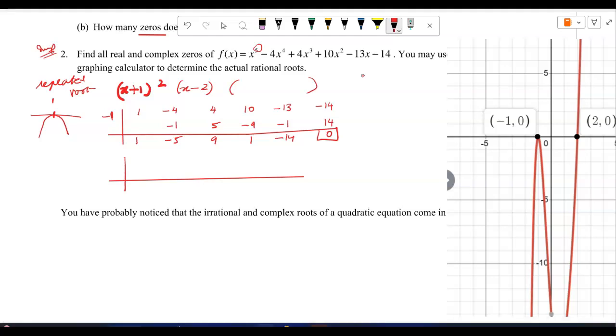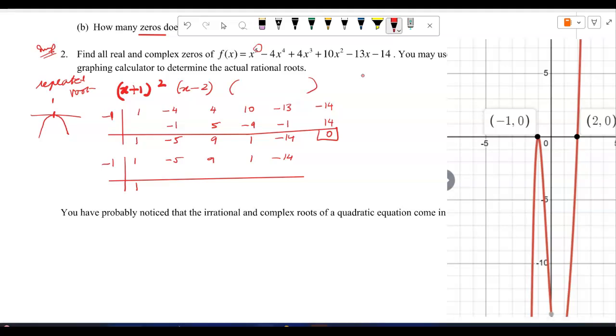But you have to divide twice by minus 1, because it is a repeated root. So now I'll take 1, minus 5, 9. The answer of this, I'll divide by minus 1. You can do it by 2 as well, and you get the same answer. Final answer will be the same.